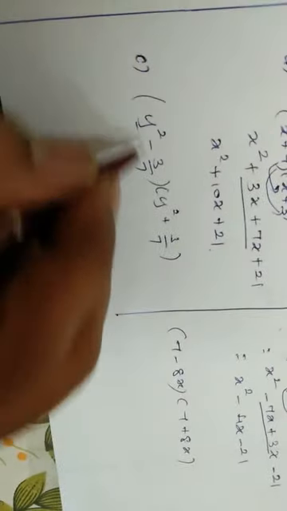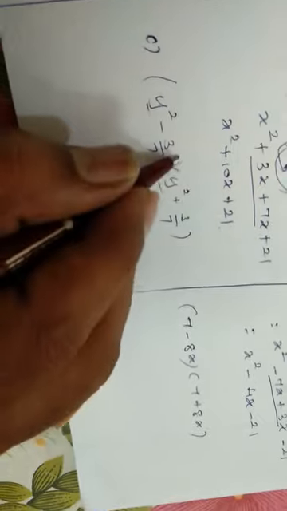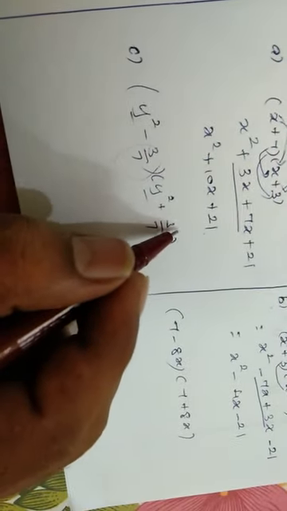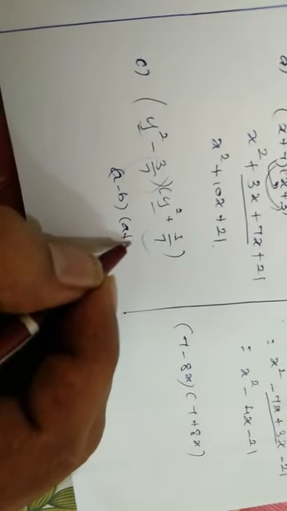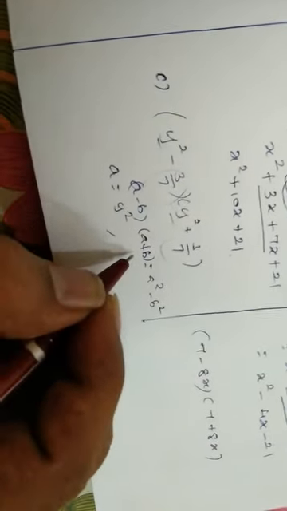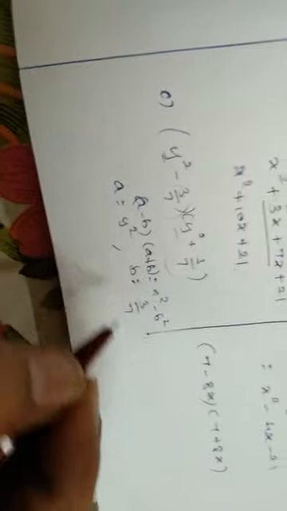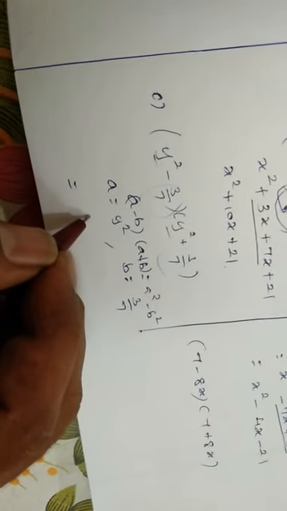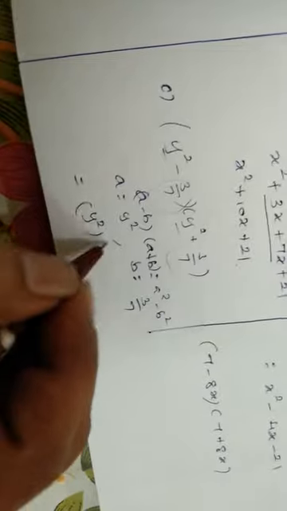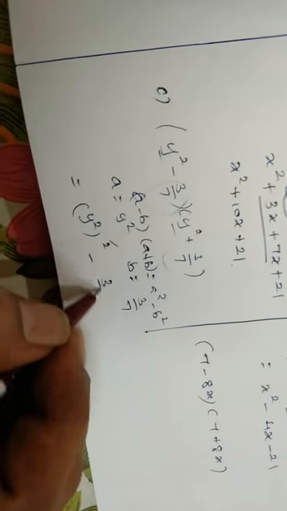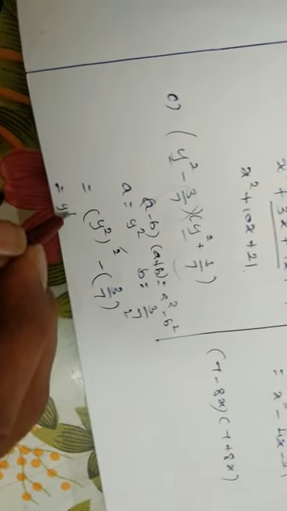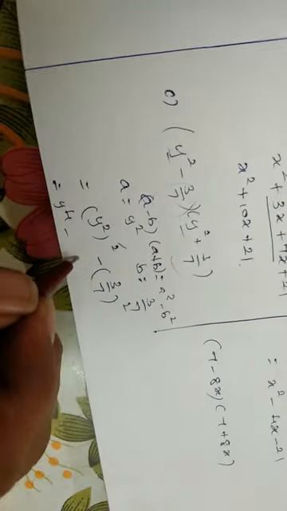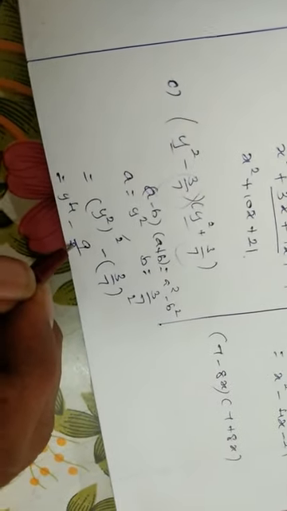Similarly, here just think: here y squared minus 3 by 7, here y squared plus 3 by 7. So here the identity (a − b)(a + b) is a square minus b square. Instead of a you have y squared, instead of b you have 3 by 7. So this answer equals a squared, that is (y squared) the whole square, minus (3 by 7) the whole square. So (y squared) the whole square is y to the power 4, minus 3 square, 9, divided by 7 square, 49.